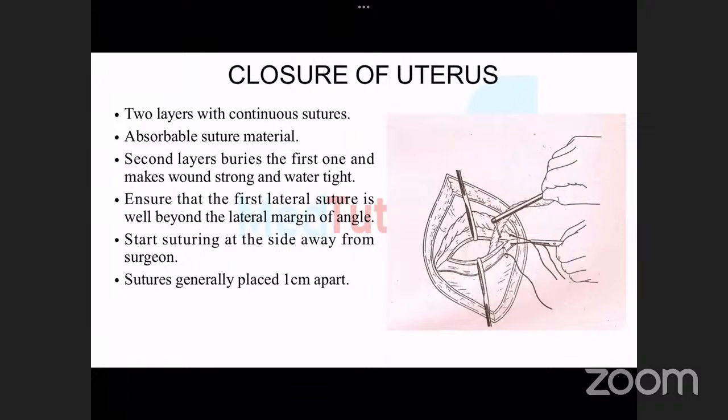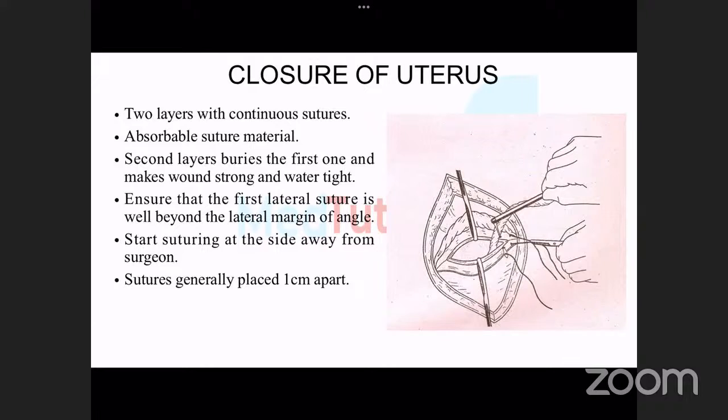How do you close the uterus? You close the uterus in 2 layers with continuous sutures. You use delayed absorbable materials such as Vicryl. The second layer of your closure should bury the first layer, and this type of suture is known as Lambert sutures.